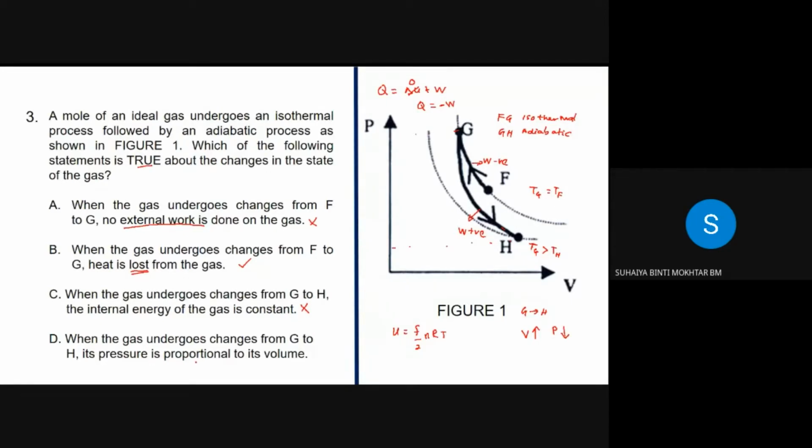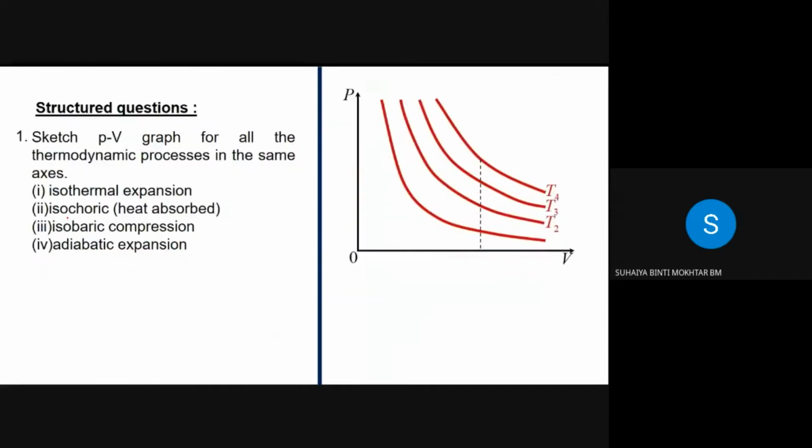Dimension kat sini, pressure is proportional to volume. Salah right? Okay. B kita inversely proportional to pressure. Pressure inversely proportional to volume, not directly proportional. Okay, so the best answer here is B. Okay, so answer is B. Okay, next structure.